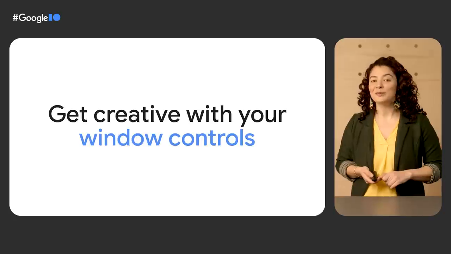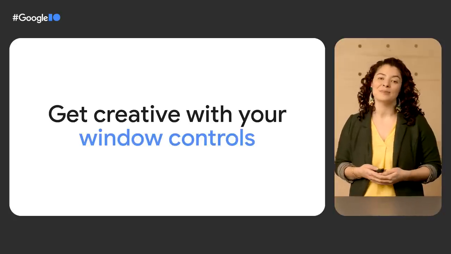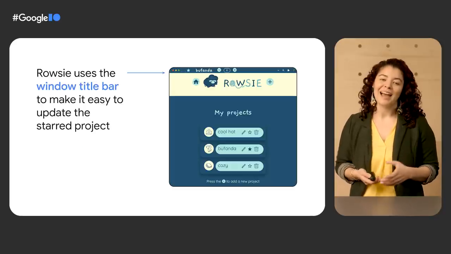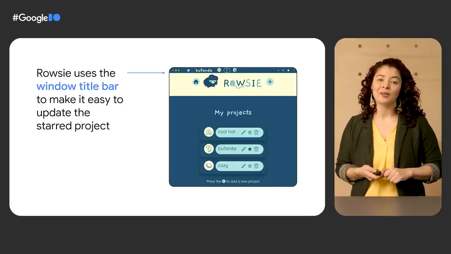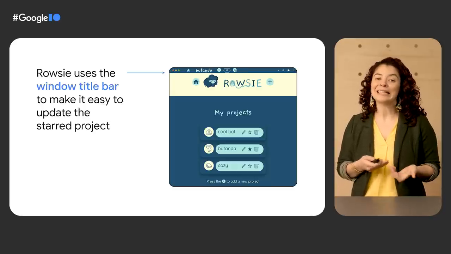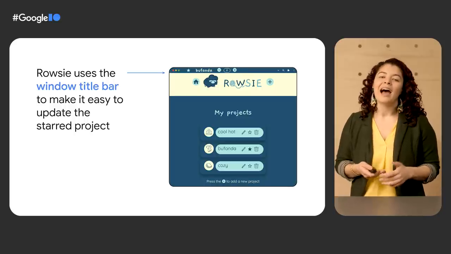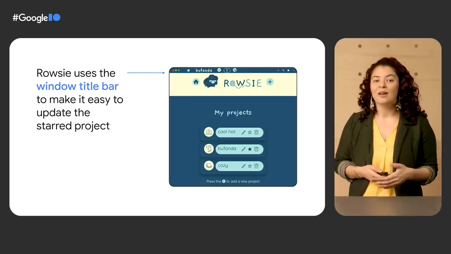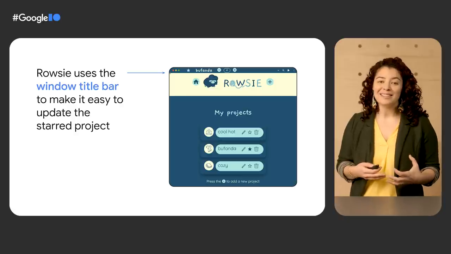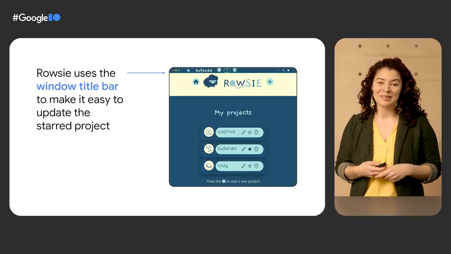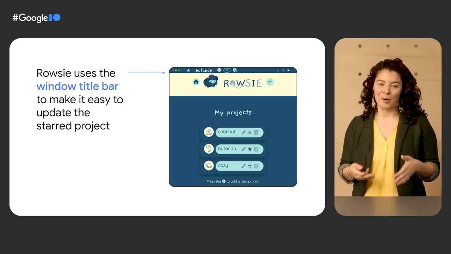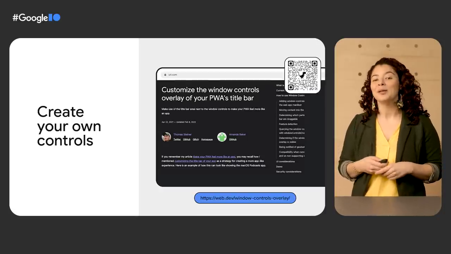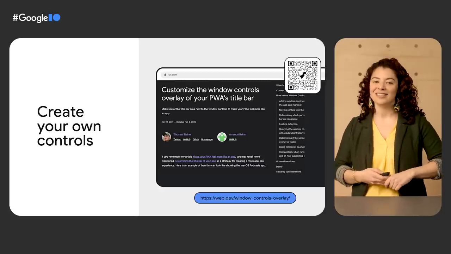With the window controls overlay, developers can do customizations directly in their window title bar. I used it in Rosie to have the counter for the start project displayed in the bar. I really love some creative uses I've seen for this feature, from controls for media players, adding some reminders directly to the toolbar, and many, many more. Check out the documentation to customize your window title bar in the link on the screen.